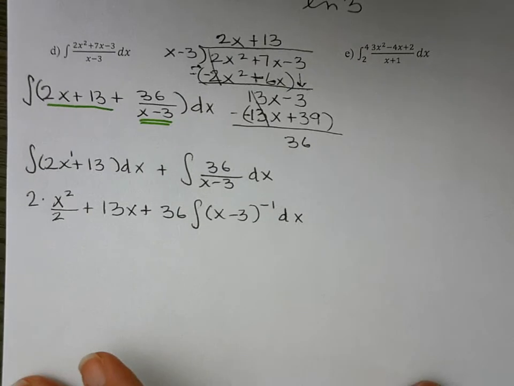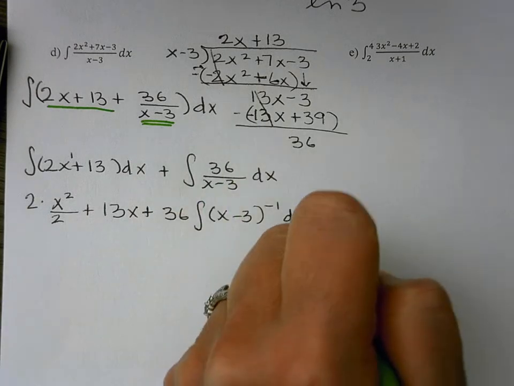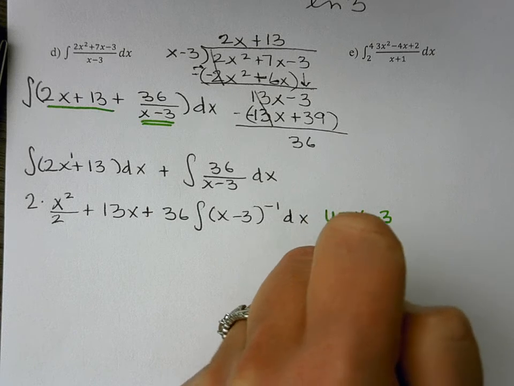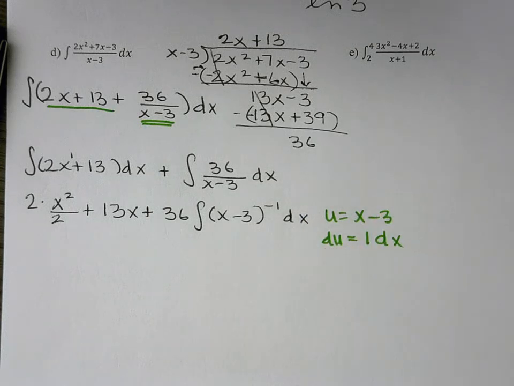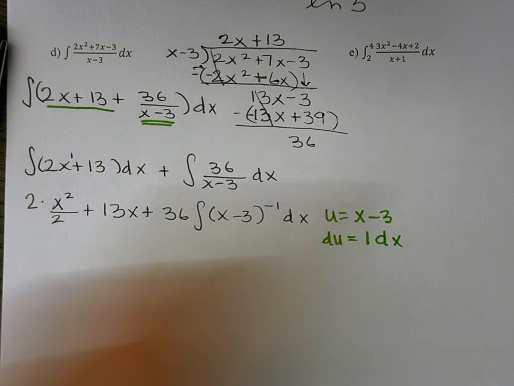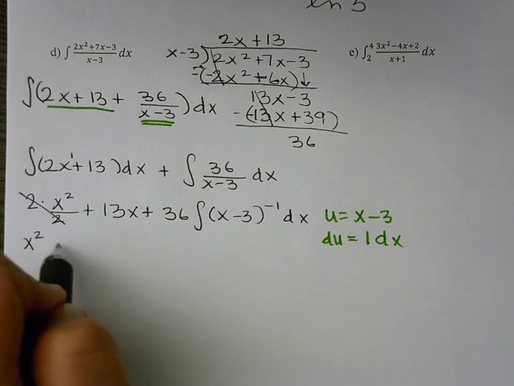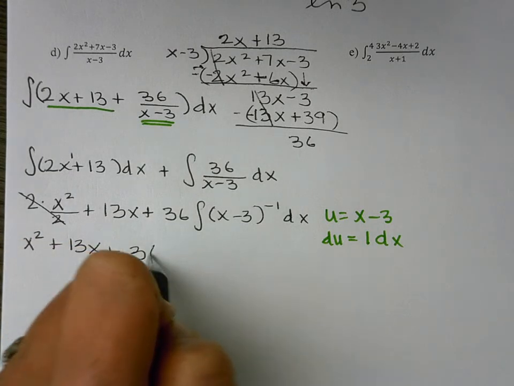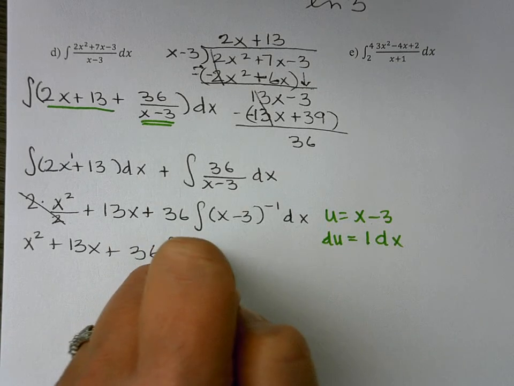okay? All right, so I have a grouping to the negative 1. So then I'm going to go ahead and let u equal x minus 3 and then find that derivative, which would just be 1 dx. And then I'm going to reduce that. So I have x squared plus 13x plus 36. Replace my x minus 3 with u, and my dx will just be du.